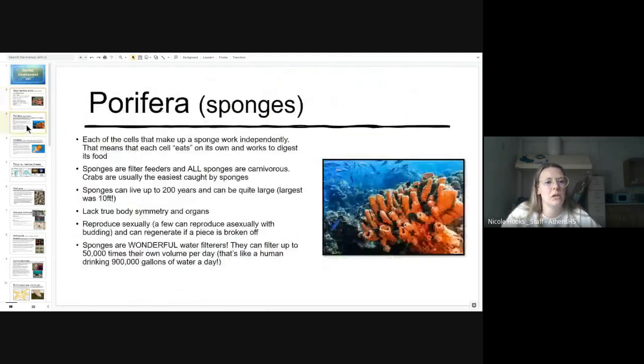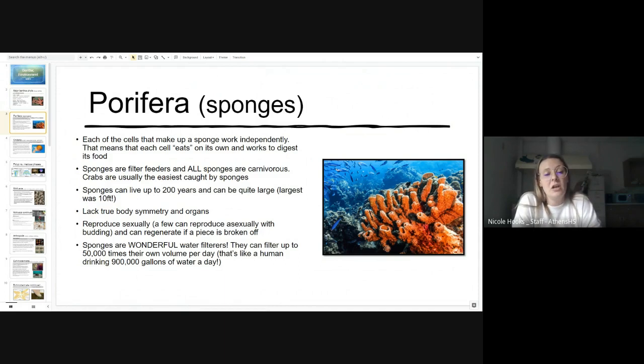All right, so let's talk about our first one. That's Porifera. So Porifera are sponges, and they're each individual cells that work independently of each other within a sponge. But they all do kind of the same thing. So they're going to eat by digesting on their own. They're not going to have a stomach or digestive organ. They all digest on their own.